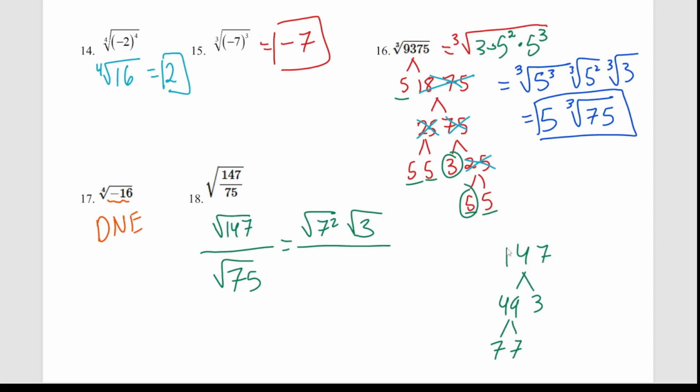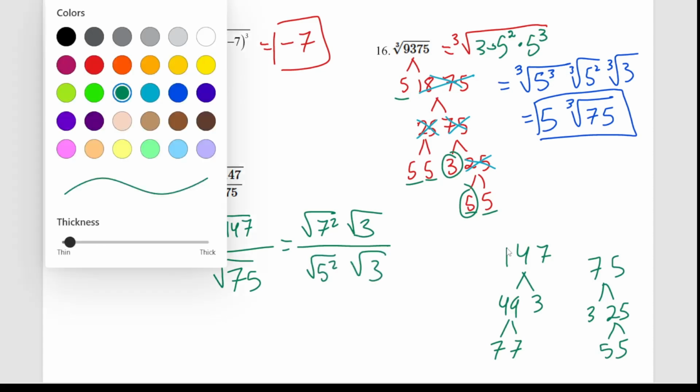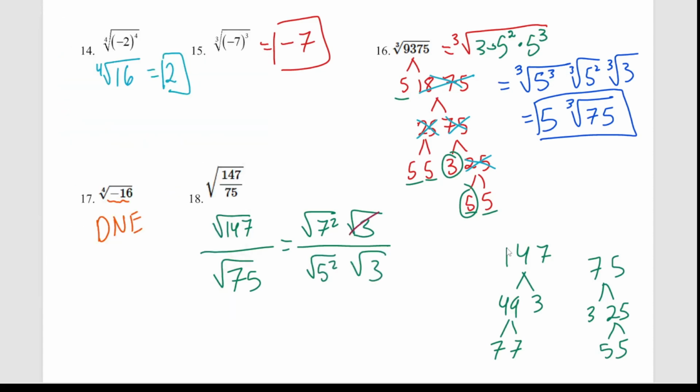For 75, we already previously established it as the same thing as 3 times 25, and 25 is 5 times 5, so that's going to be the square root of 5 squared times the square root of 3. Square root of 3 divided by itself is simply 1. Square root of 7 squared is going to be 7. The square root of 5 squared is going to be 5, for a final answer of 7 fifths.